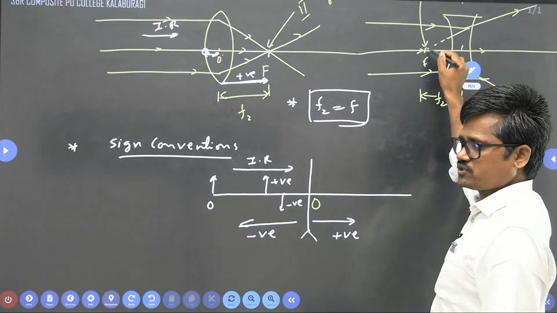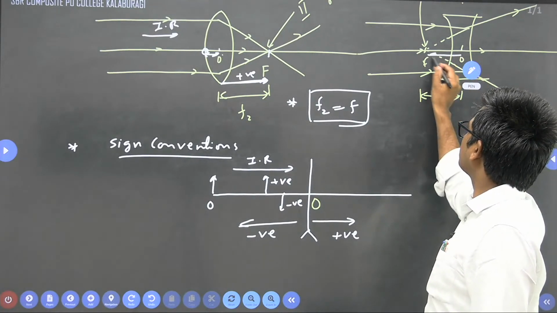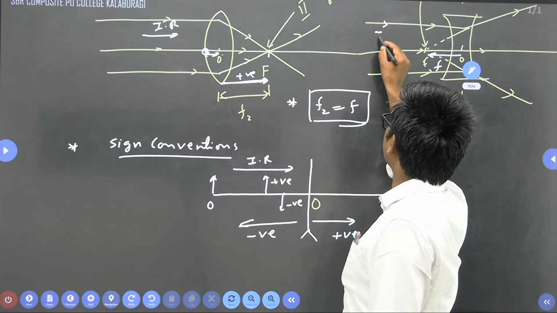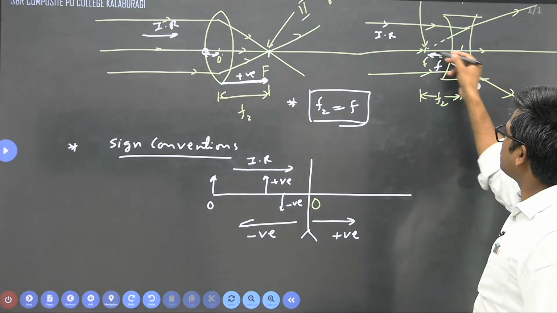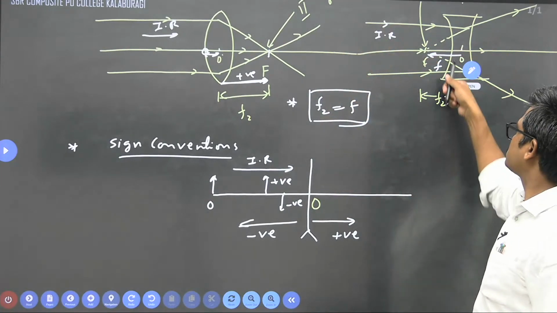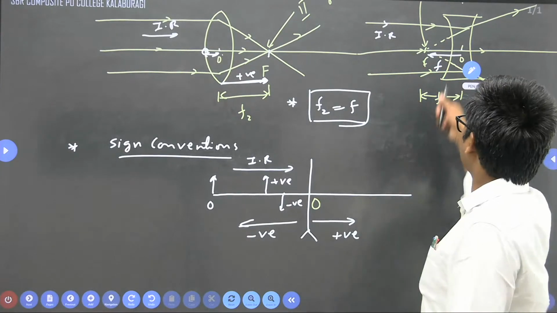Here the second principal focus for the concave lens is here, and the optic center is here. I am measuring from here to here, that is the focal length of the concave lens, against the incident light. This is the incident light direction, coming from left to right. So I am measuring from optic center to focus from right to left. I am measuring from optic center to the second principal focus.